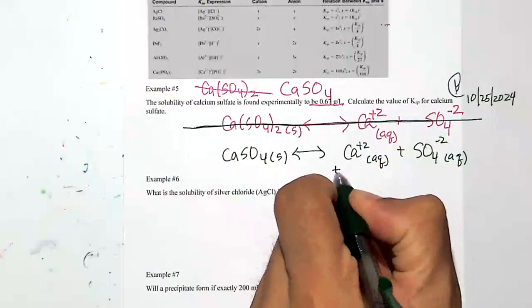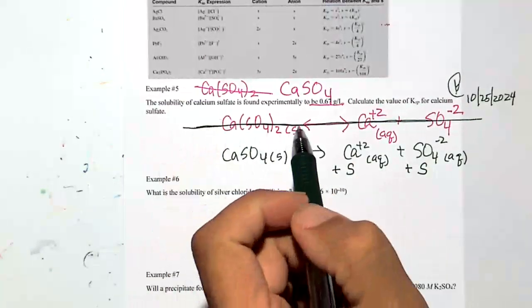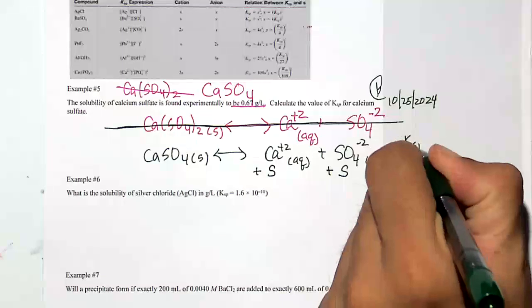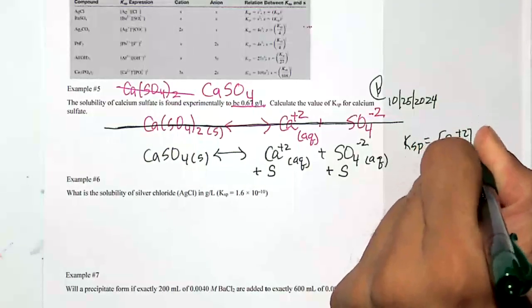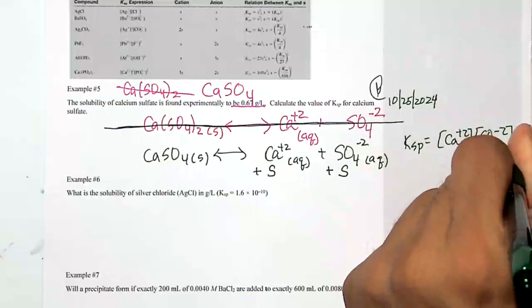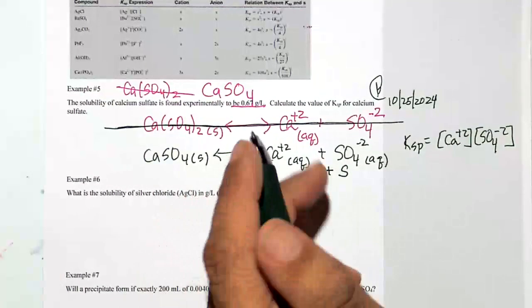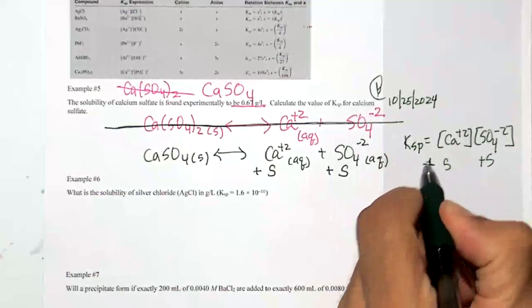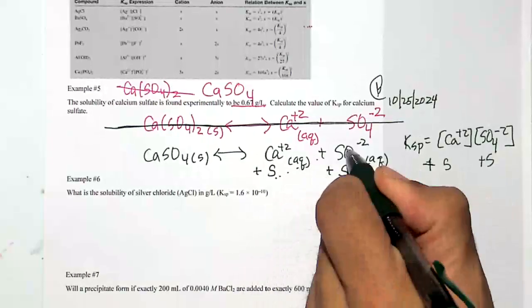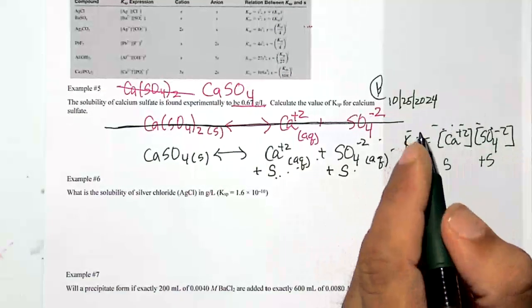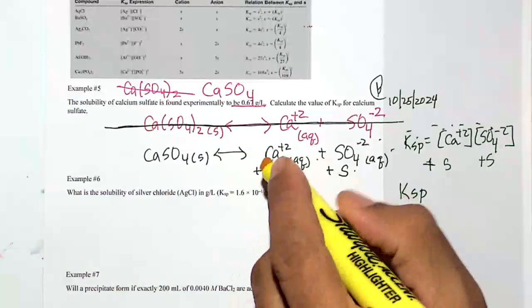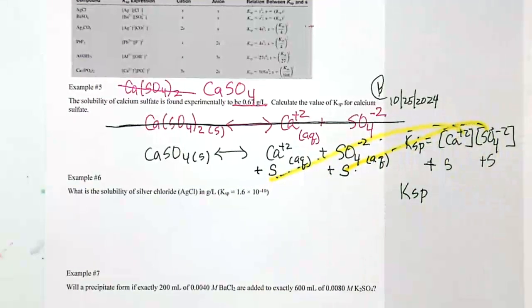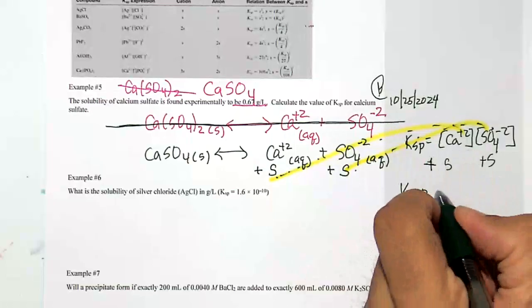Alright, so the solid we don't care about, and this will be +S, and this will be +S. So the value of the KSP, this is in a 1-to-1 ratio. So KSP is equal to calcium ion and sulfate ion. So this will be +S, +S. So this S is going to go in here, this S is going to go in here. So S times S is S squared.